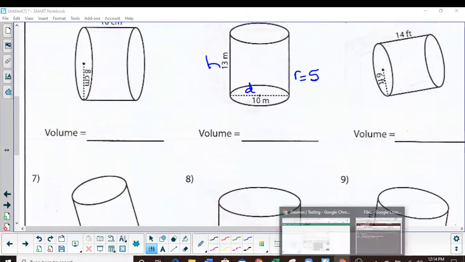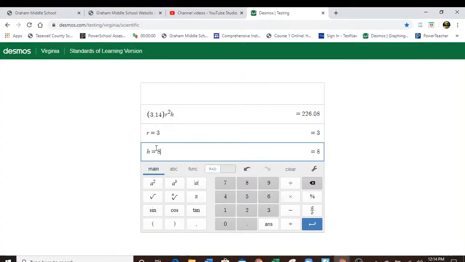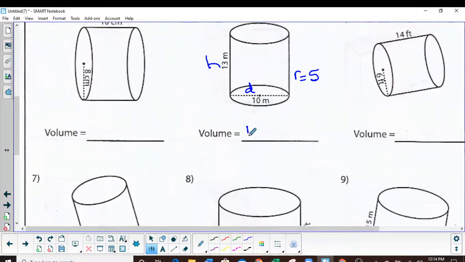Okay, back over to Desmos. I'm going to get rid of my radius of 3. In this case, we said our radius was 5. Get rid of my height. In this case, we said it was 13. 1020.5. 1020.5 meters. Since it's volume, it's cubed. Okay, if I get to going too fast, all you got to do is pause this thing.